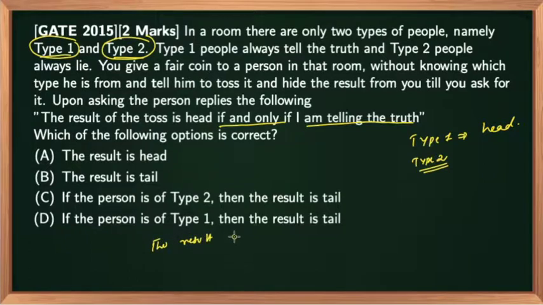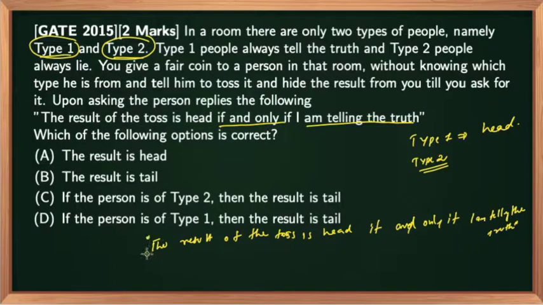the result of the toss is heads if and only if I am telling the truth. We know that a type 2 person is always going to tell a lie, right? So this complete statement is false, okay?